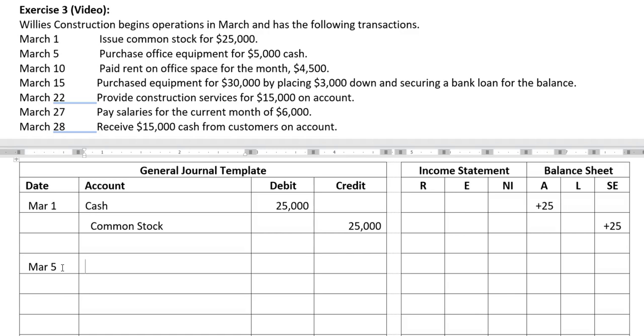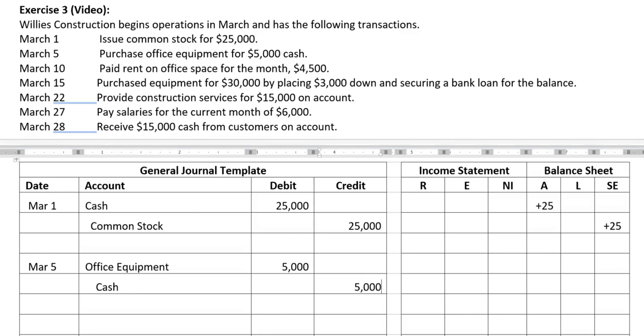Office equipment is an asset. Assets are going up. So to take an asset up, we would need to debit the account. So again, office equipment, or if you just typed in equipment there, perfectly fine. And that's going to be for $5,000. And then what are we offsetting that with? Is going to be cash. Cash is an asset. Since we're spending, our cash is going down. So that would be a credit.